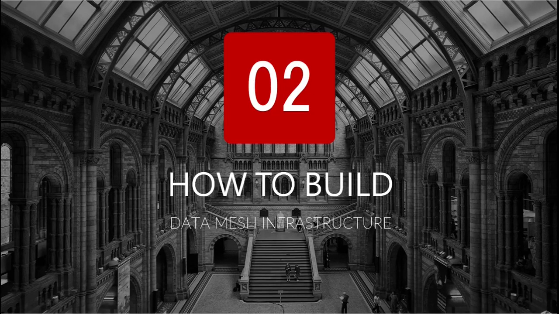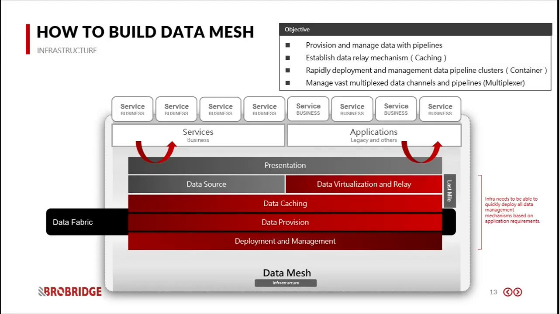Now, let's see how to build a data mesh infrastructure and how to use it. A data platform needs to meet a large number of data pipelines, bidirectional channels, and supply requirements. Using data pipeline to control the flow of data. Using data relay cache to ensure performance and throughput. Using containers to achieve agile deployment to meet application requirements. Having expansion and pipeline performance to reduce data latency and maximize throughput.